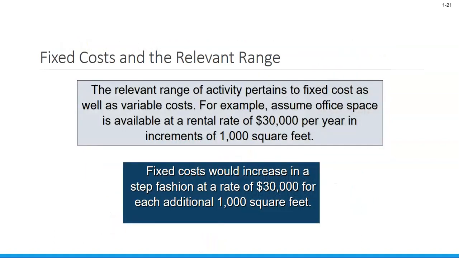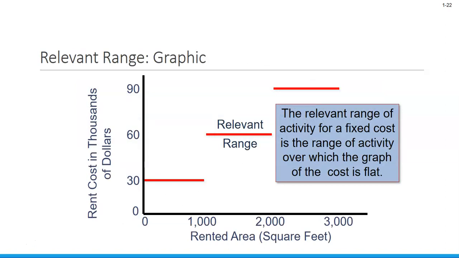When we look at the relevant range, we look at it for fixed costs. Our relevant range is the amount of activity where fixed costs remain the same. For example, if we have office space that's $30,000 a year for 1,000 square feet, then our relevant range exists within that 1,000 square feet. If we needed another 1,000 square feet, we would have to add another $30,000. So the relevant range is how much we can produce or what services we can provide within our current fixed cost structure. Any addition beyond that top range would require additional fixed costs. Every time we rent an additional 1,000 square feet, we add another $30,000.